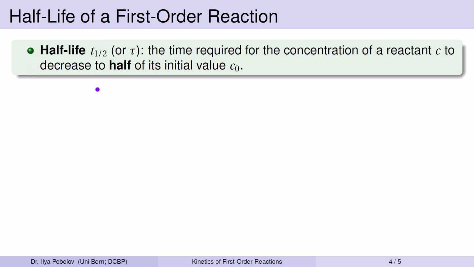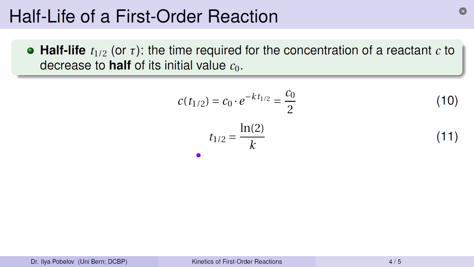The half-life is the time required for the concentration of a reactant to decrease to half of its initial value. The half-life for a first-order reaction can be derived from the integrated rate law. By setting the concentration at half-time to half of the initial concentration C0, we can express the half-life as the natural log of 2 divided by the rate constant K.